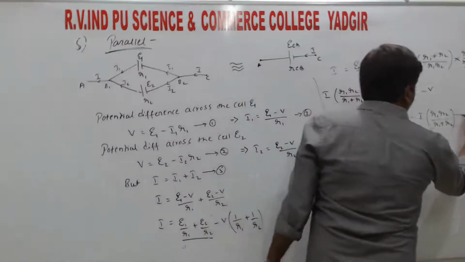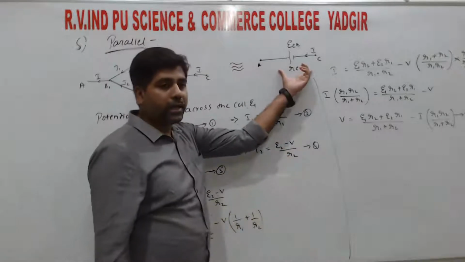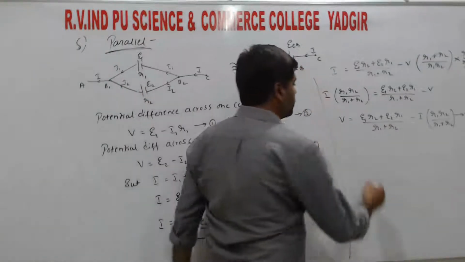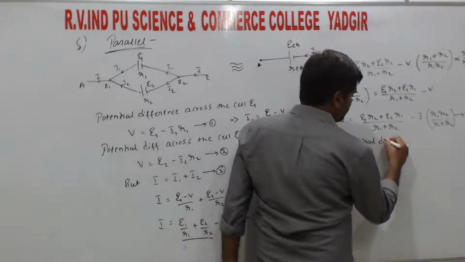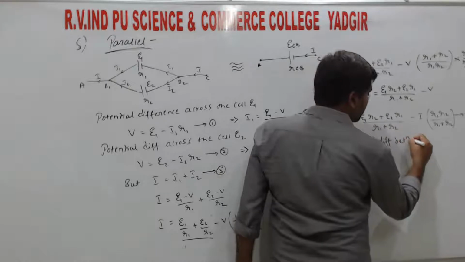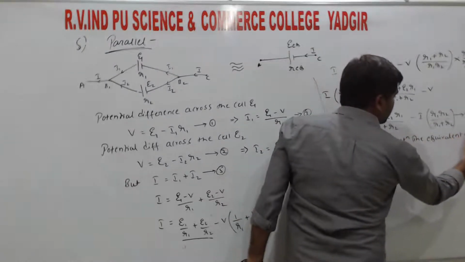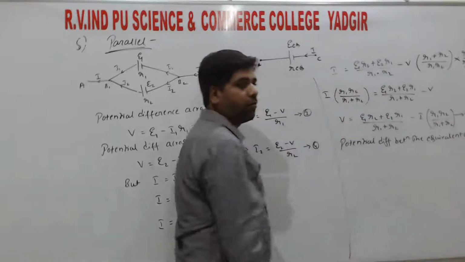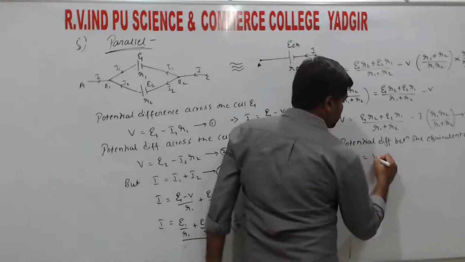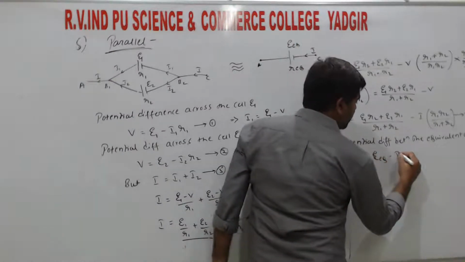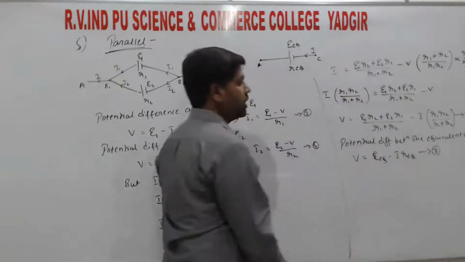So forming this one as the sixth equation. Again, by the equivalent circuit, we have the relation: the potential difference across the equivalent cell, or equivalent EMF, is V equals E equivalent minus I R equivalent. So calling this one the seventh equation, right?